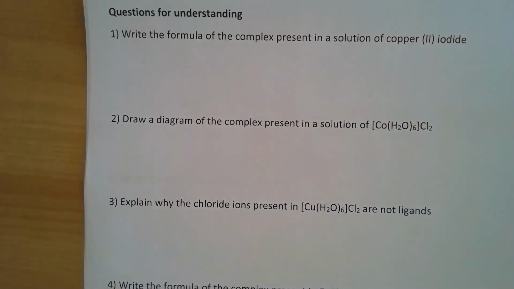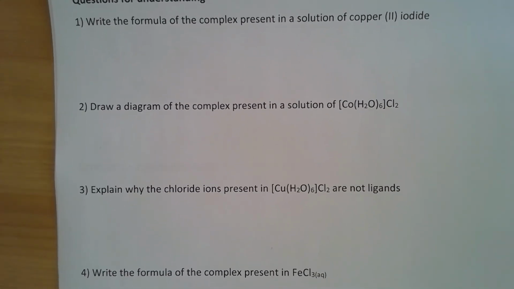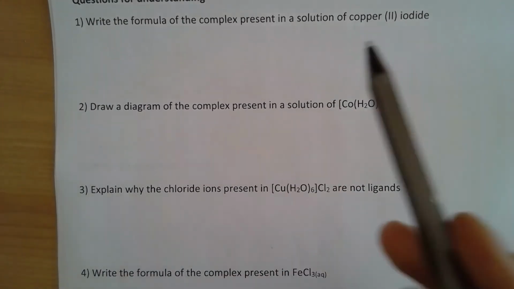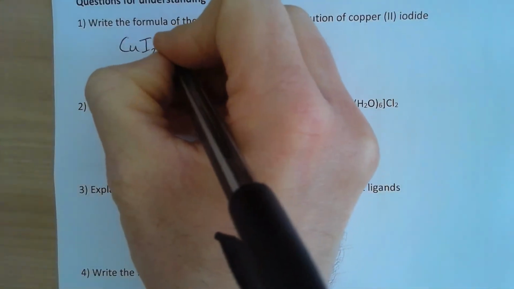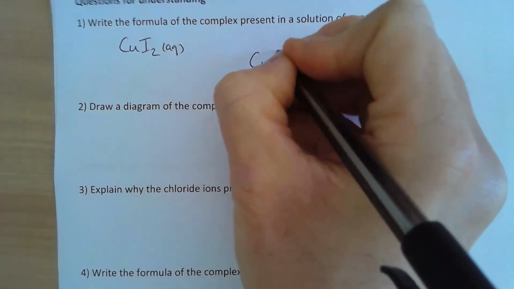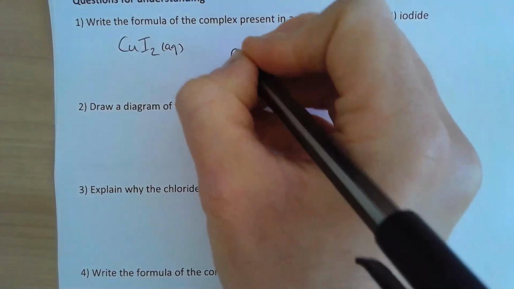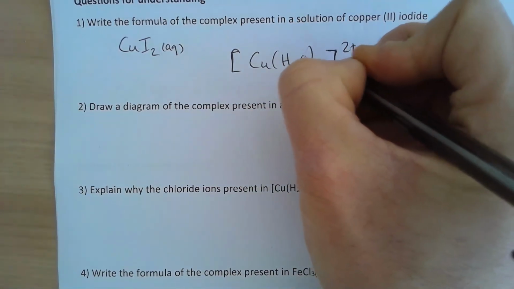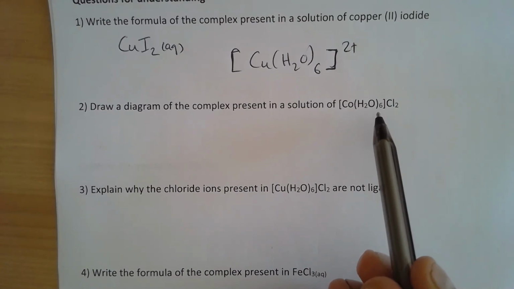So just to try and get some understanding, here are 4 questions. If you would like to pause the video and do them now. And now I'll very quickly, hopefully you've done these, I will have a go at answering them for you. So copper 2 iodide is CuI2. It's a solution, so it's aqueous. The complex we're interested in is hexa-aqua copper 2. Square brackets there, so aren't quite as square as they should be. Complex present in this solution.